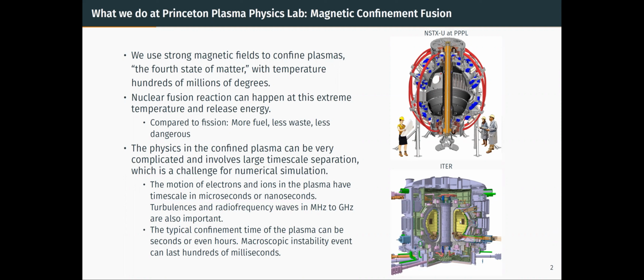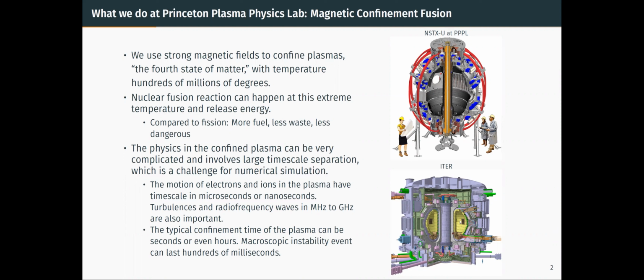In the right figure, I showed you some of the experimental devices we have. The top one is called NSTX, built at Princeton. The bottom figure shows another one built in France called ITER. You can see that ITER is much larger, as you can tell by comparing it to the dimension of a human body, but the basic structure of the devices is quite close. With such a big device, we really want to make sure that it works. We don't want it to explode after putting millions of dollars into it.